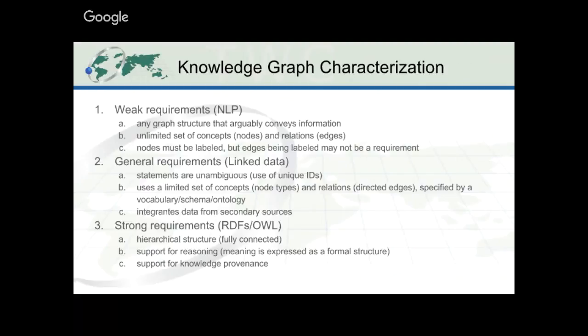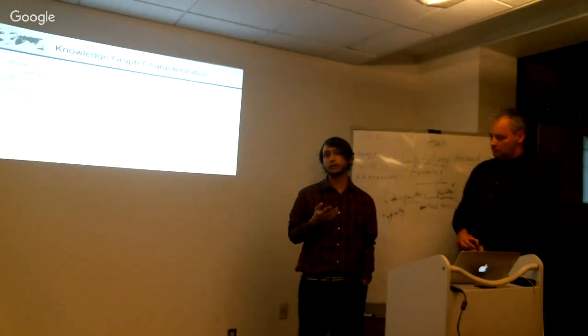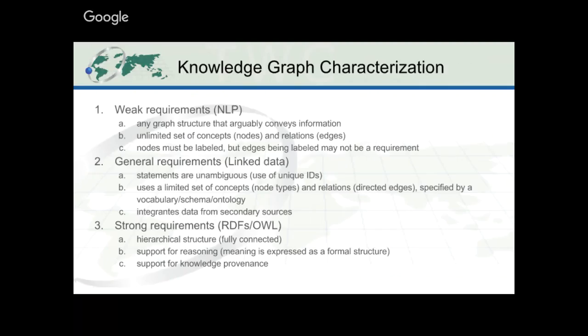Extending this a little further, some general requirements, which go with the linked way of constructing graphs. We require that statements in a knowledge graph are unambiguous. RDF does this by using URIs, but any unique identification scheme should be fine. We also require that a limited set of concepts be used, limited in the sense that those concepts should be defined in some vocabulary or ontology. But then it's also unlimited in the sense that if you want to use another concept, you can just define it. And then the final general requirement is that it integrates data from several sources.